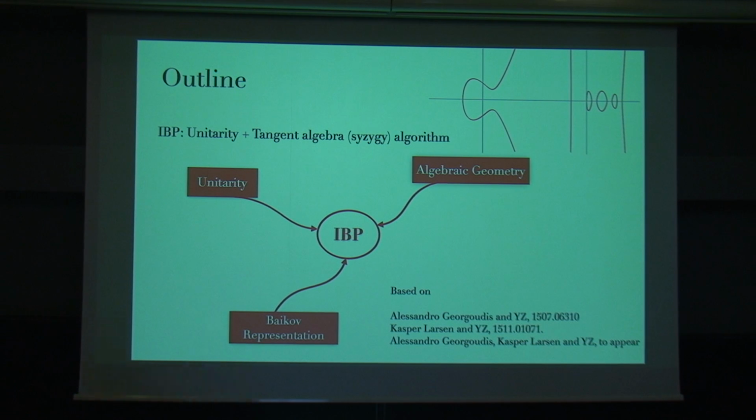It's also a way to parameterize your loop integration. We think that this kind of parameterization will give you quite easy control of the unitarity cuts, and also the syzygy equation in terms of the Baikov variables looks quite simple. So we decided to use the Baikov variables. This talk is actually based on 2 papers with my collaborators, Kasper Larsen and Alexandru Georgoudis, last year, and a new paper to appear maybe this month sometime.